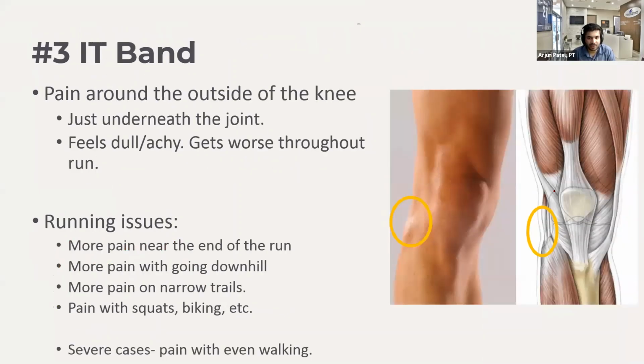All right, third thing we're going to talk about, it's pretty common, okay? And my guess is a lot of members of the audience have had this. Personally, I've struggled with IT band problems as well. And with IT band problems, usually patients will say they've got some pain on the outside of the knee, right underneath this joint line here, like right in this area, okay? It can feel dull or achy, and it gets a little bit worse throughout the run. In very severe cases, you might feel it a little bit more going downhill as well.